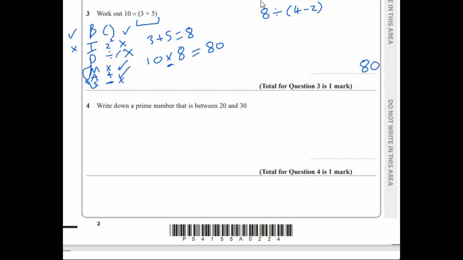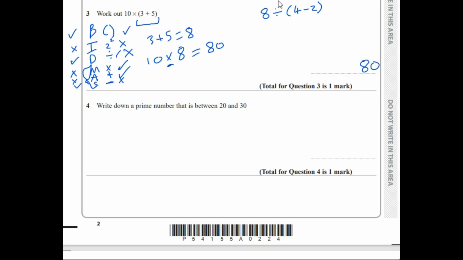Division. This time we have got a division here, so we're going to give that a little tick. Now, multiplication. Have we got any multiplies anywhere? No, we don't, so we're just going to get rid of that. Addition. Have we got any add signs? No, no add signs here, so that gets a cross. And lastly, subtraction. We do have a subtract sign. We've got 4 minus 2, so that gets a little tick.